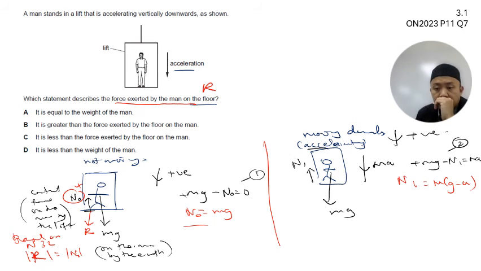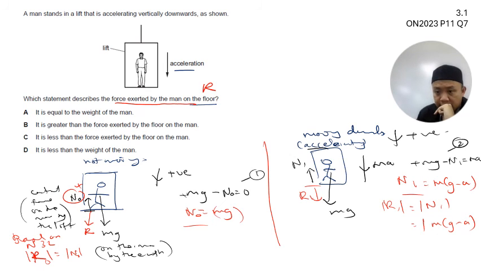Comparing N0 and N1, you can get R. This is R0 when the lift is not moving. There will be an equal but opposite force acting on different bodies, R1 here. The magnitude of R1 will be equivalent to the magnitude of N1, which is mg minus ma. Because this one is just mg and this one is mg minus ma, R1 will be less than R0, less than the weight of the man.